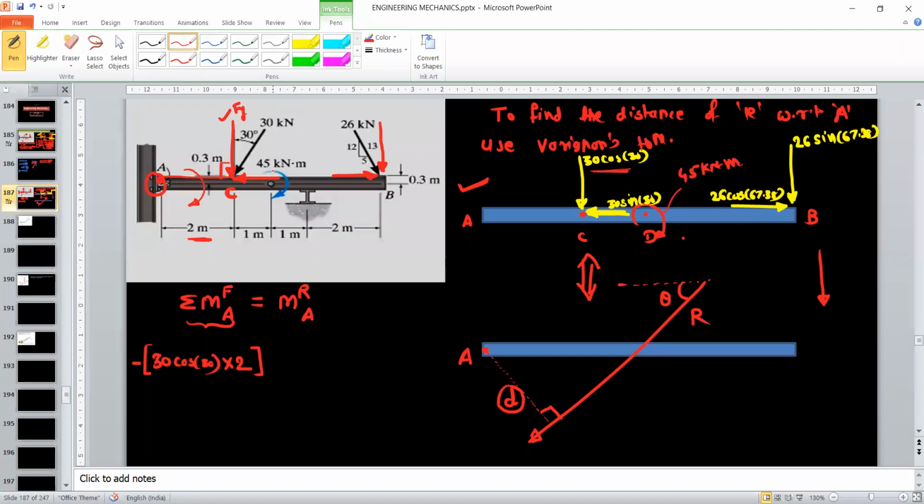Now consider the second force, that is the y component of the second force. This component is 26 sin 67.38.